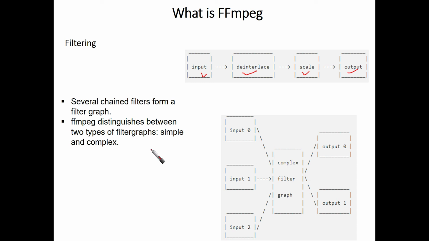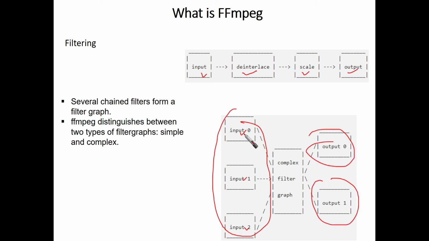Other times you might have a complex filter graph. For example, you might have input file 1, input file 2, input file 3, and based on these input files you produce 2 output files. So in every case you extract the raw data, and then from this raw data you produce 2 streams of files. So that's what it means.